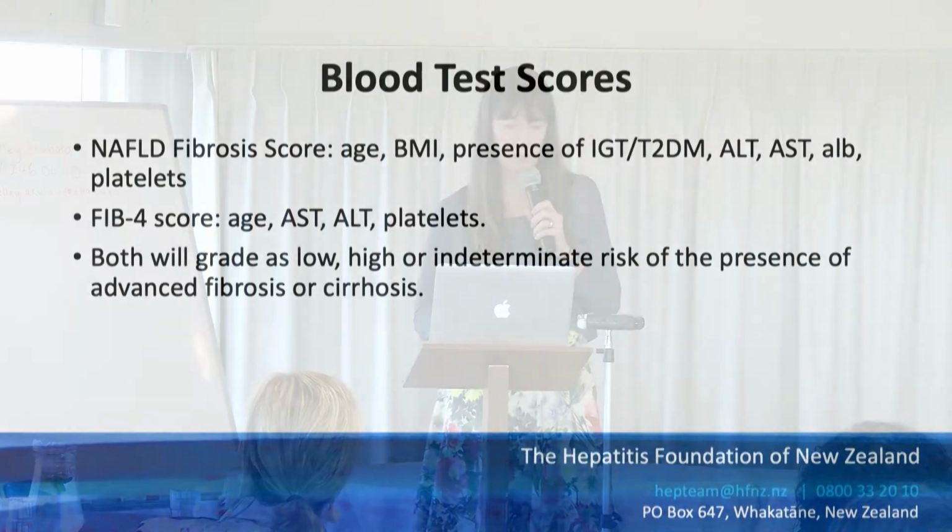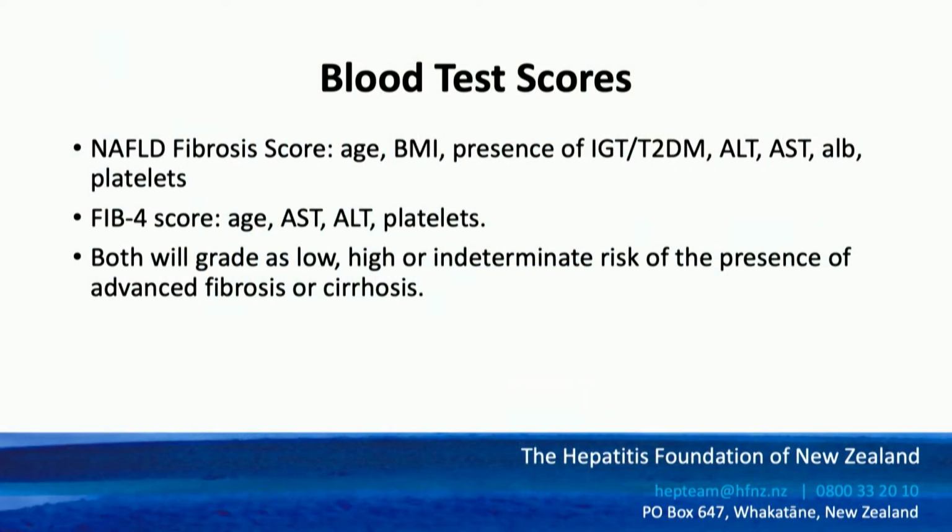So I think this is something I'd like you to take away: the two main blood test scoring systems that are very appropriate to be done in primary care. The first one there is the NAFLD fibrosis score. Both of these are on the MD Calc app. I don't know whether you have these on your smartphones or on your desktops. The NAFLD fibrosis score requires knowledge of a person's age, BMI, a yes or no for presence of impaired glucose tolerance or type 2 diabetes, the ALT, AST, albumin and platelets.